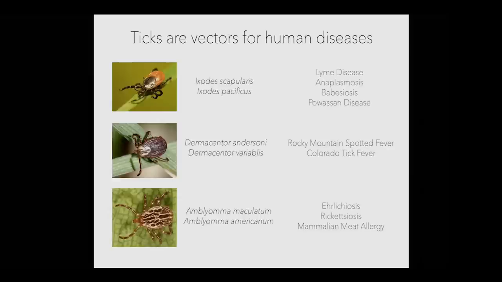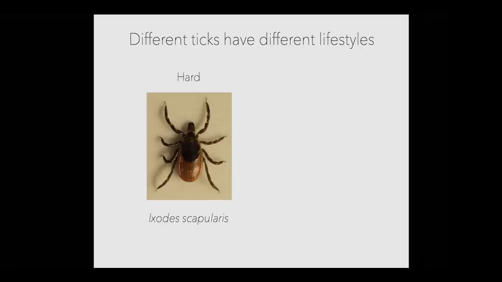So one of the first things that you can learn about to help prevent or to understand what you could be infected with is to just understand that it really depends on what tick bit you. If you can take a picture or look up what species it is, it really helps you narrow down the range of microbes you may be infected with. Okay, so what these ticks have in common is that they're known as hard ticks.